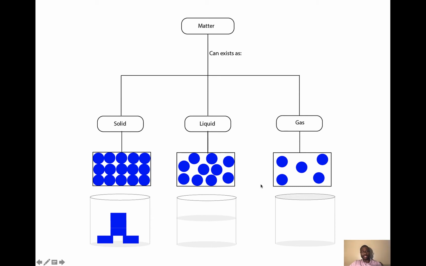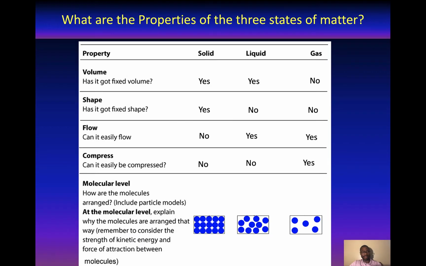So these are the three states of matter. Now let's do a little bit of an exercise here. So we want to go through the properties again. What are the properties of the three states of matter in terms of volume, shape, flow? Can they easily be compressed? And at the molecular level, how do they appear? And then with respect to kinetic energy and attractive forces, which one dominates in which state? Okay, so let's look at this table here. These are the properties that are being asked in this table, and these are the states.